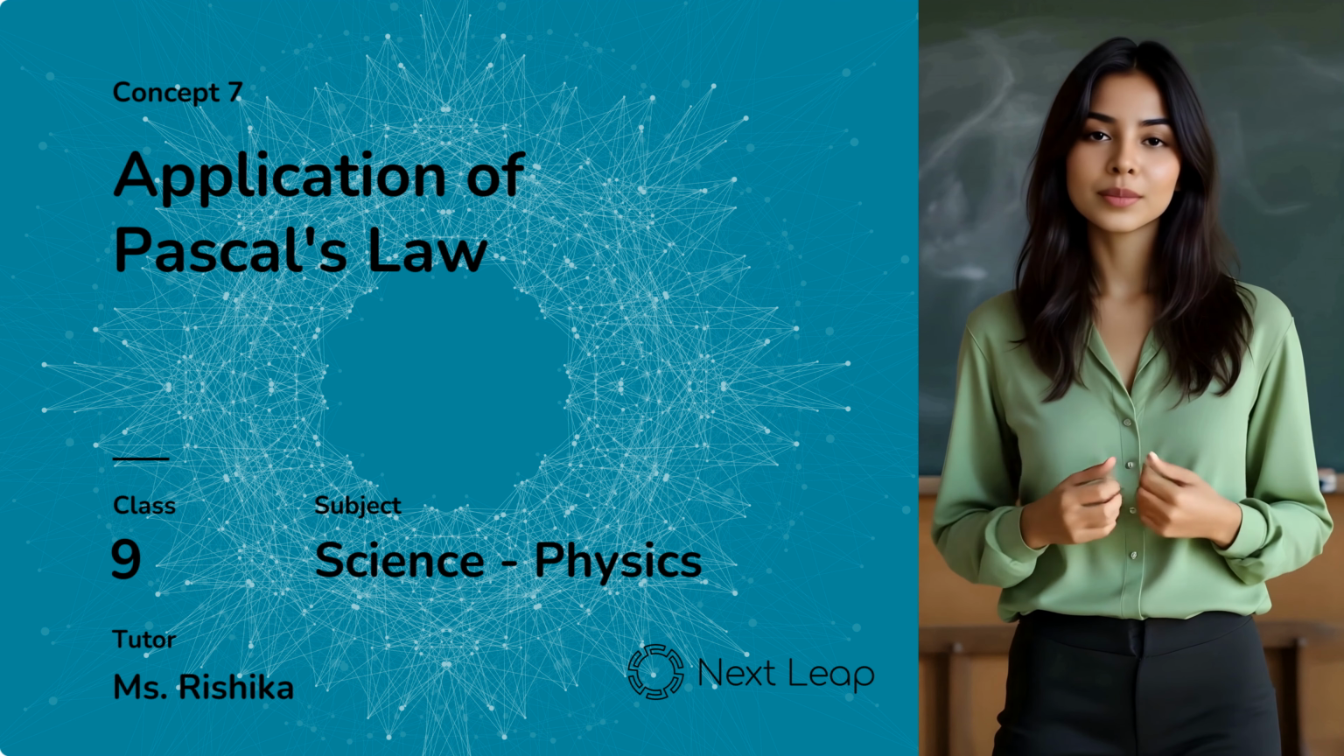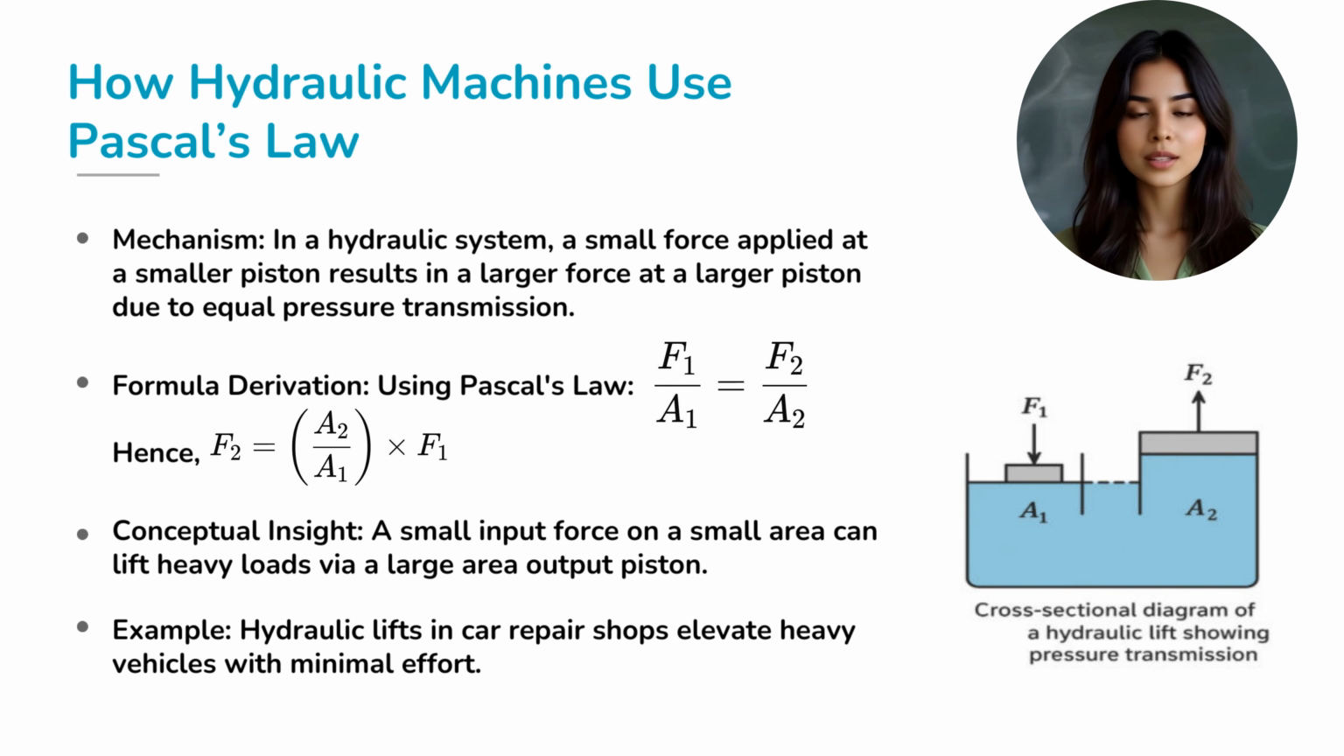Let's explore how. Now imagine this, you apply a small force on a small piston, and like magic, a huge car lifts on the other end. That's not magic, it's Pascal's law in action. In hydraulic machines, we use two pistons, a small input piston and a large output piston, connected by fluid. Here's the key relationship, F1 over A1 equals F2 over A2. That is, F1 divided by A1 equals F2 divided by A2. Rearranging, we get F2 equals A2 divided by A1 times F1.